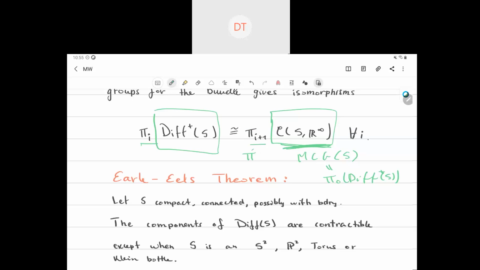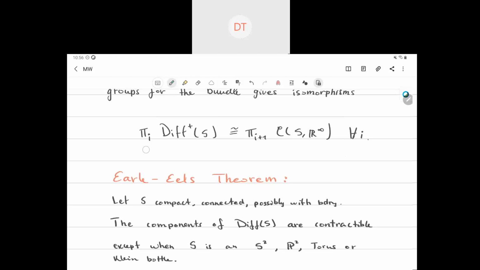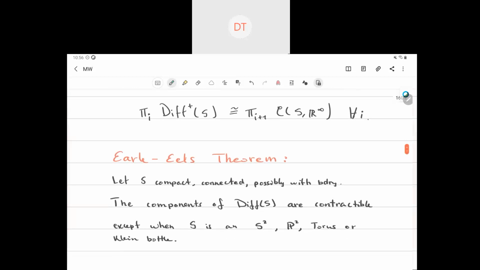So really, what we want to show is that this pi_i, when i is greater than 0, I want this right-hand side to be 0. Okay. So again, that's the thing. We need to prove that that is an Eilenberg-MacLane space. Okay, now I'm just going to quote a theorem that's going to help me do exactly that.